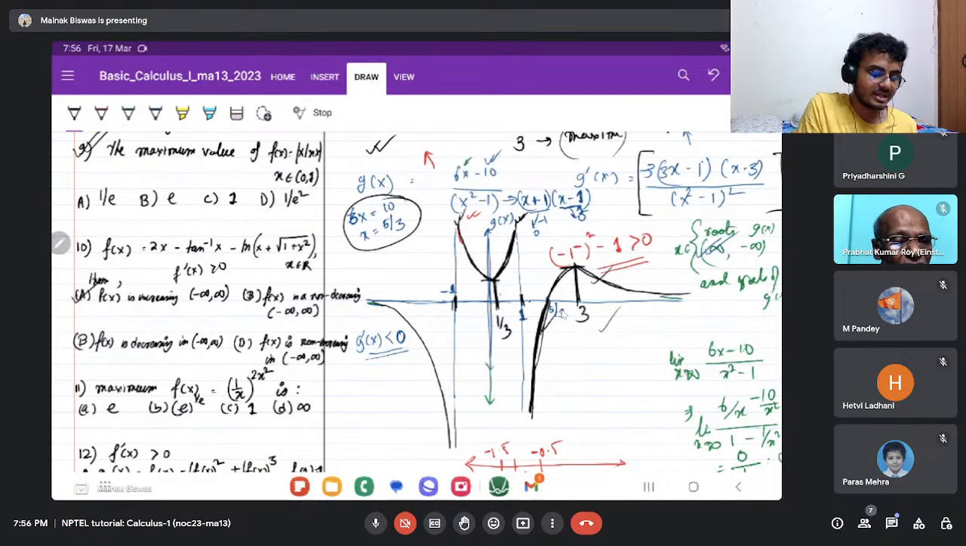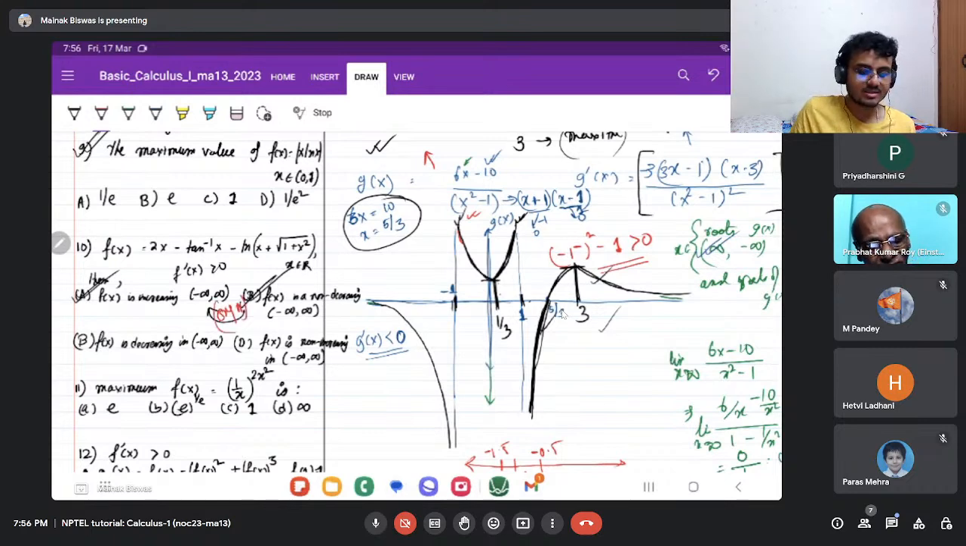f(x) is increasing. Non-decreasing is correct. Okay, but it's also correct. This is also correct, but if it is a single-answer question, then you have to choose only A, because increasing is correct.